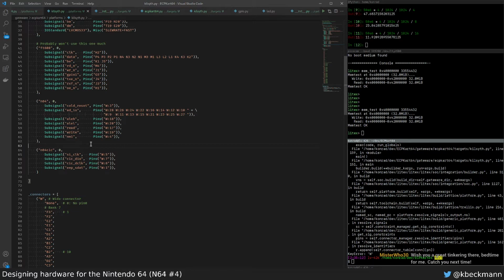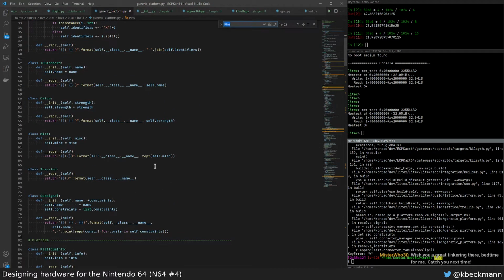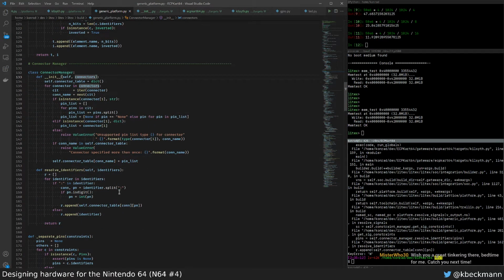But I guess at this point I could theoretically replace it, but that's a pain. So again, this is Migen, which I haven't been using in a while, so I don't really know how it works. And the whole connector. Okay, so here's the connector manager. So let's see if there's actually a colon here. So resolve identifiers. That sounds like exactly what I'm trying to do.